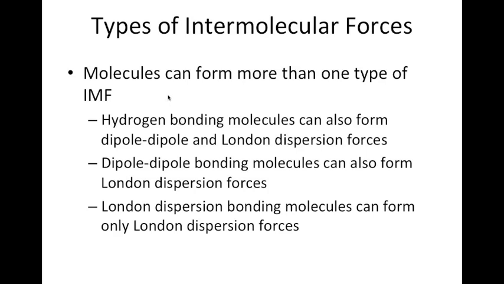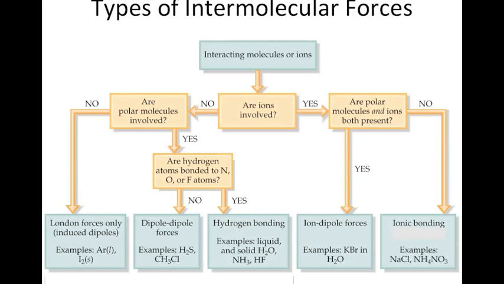So if we're talking about types of intermolecular forces, it's possible for some molecules to form more than one type of intermolecular force. Molecules that can form hydrogen bonds can typically also form dipole-dipole interactions and London dispersion forces. Molecules that are polar and can form dipole-dipole interactions can also form London dispersion forces. And nonpolar molecules are only capable of forming London dispersion forces. So it's possible to have molecules that can form multiple types of interactions.